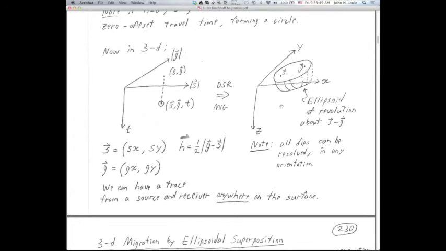Okay, so that ellipsoid of revolution is the same locus of all possible reflection points, in this very simple system in constant velocity, locus of all possible reflection points that could contribute to that reflection at that time from that source, from that receiver. Okay, so we've got to leave it there.